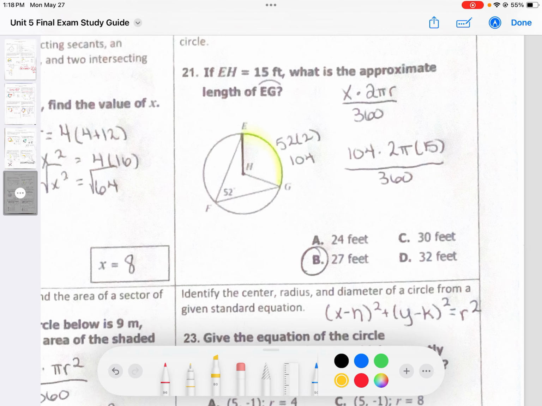But what we're given here is the inscribed angle. And we know the inscribed angle is always half of the arc. So 52 times 2 is 104. That's the degree of the arc. Times 2 times pi times radius. They tell you EH is 15, so your radius is 15. You plug that in your calculator, 104 times 2 times pi times 15 divided by 360, and you get 27.